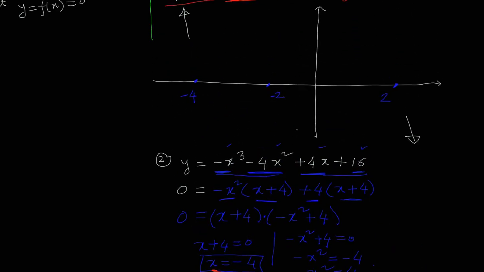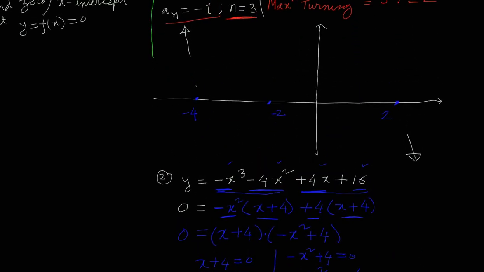So my function is going to cross the x-axis at -4. I am going to try to connect with the previous one. It is going to cross the x-axis at x equal to 2, and it is going to cross the x-axis at x equal to -2. Okay, so this is the conclusion I can write. My function is crossing at all three points. Okay, so this is the end of step number 2.